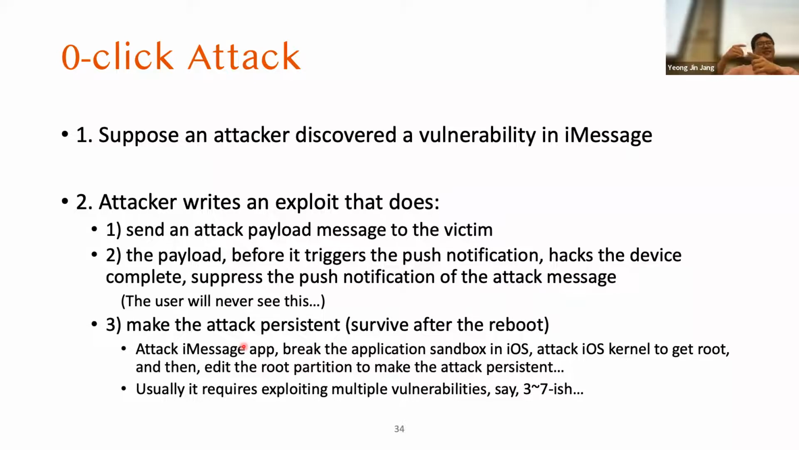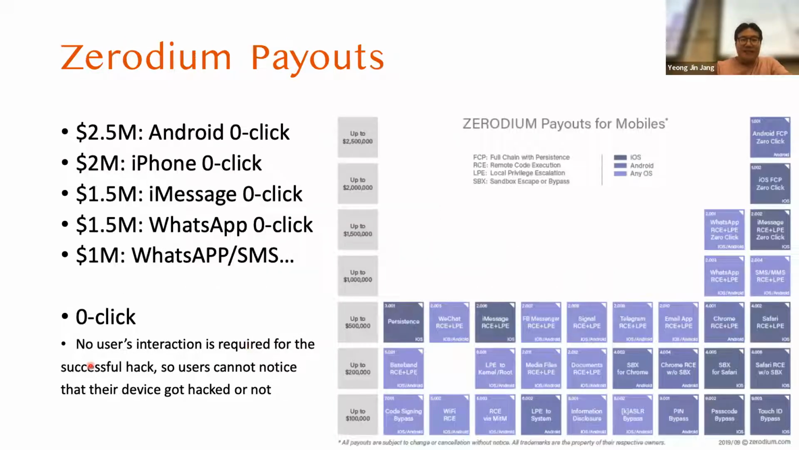So after you turn the iPhone off and on again, the hacker makes the booting process hack the system again, so the attacker's program is always running in the background. If we succeed in that kind of 0-click attack, they pay 2.5 million or 2 million, or if it's just an iMessage, WhatsApp or SMS attack, they pay 1 million and more than that.